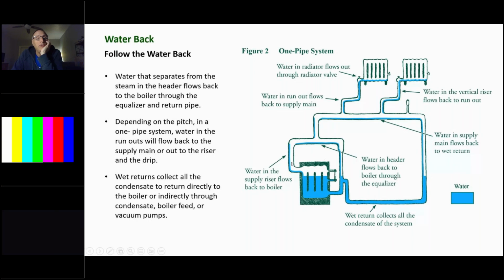So depending on the pitch, in a one-pipe steam system, water in the runouts will flow back to the supply main or out to the riser in the drip. Wet returns collect all the condensate to return directly to the boiler, or directly through condensate boiler feeder vacuum pumps. Again, wet returns are critical, as well as the gauge glass giving us good operating characteristics of the boiler.